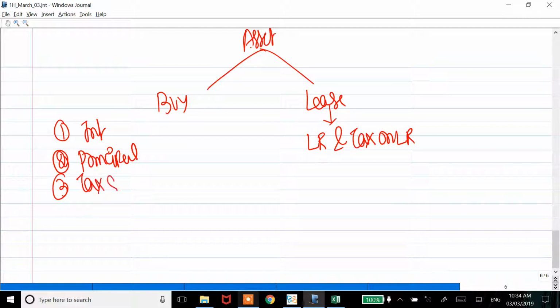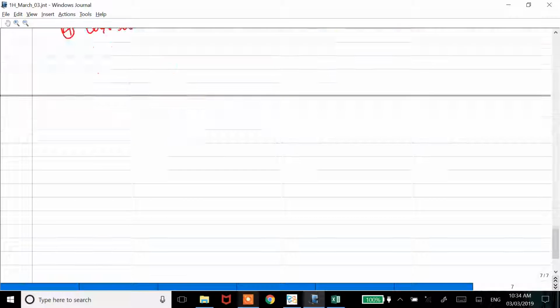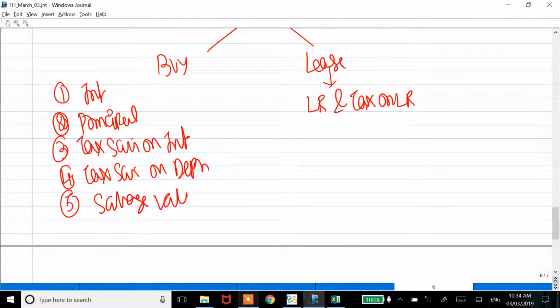Tax saving on interest, tax saving on depreciation, because you are the owner, you can claim depreciation. Just a minute. Salvage value. Yeah, tell me, what's it? Yeah, tax saving only.